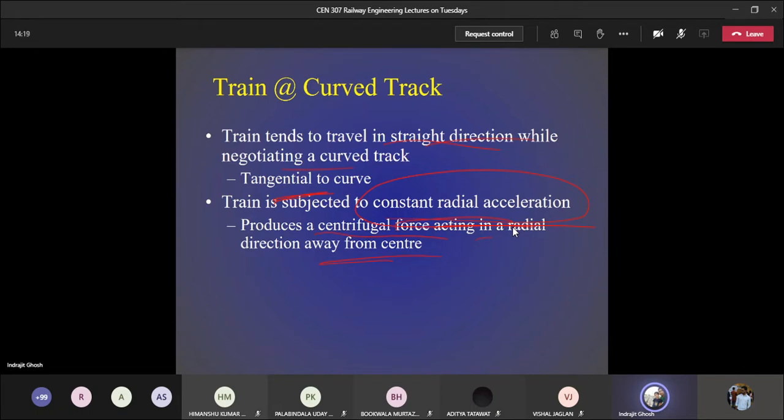So it produces basically a centrifugal force acting in the radial direction away from the center. On one side we have the center, so on the other side the centrifugal force will be working in that particular direction, and the train will be subjected to a constant radial acceleration.